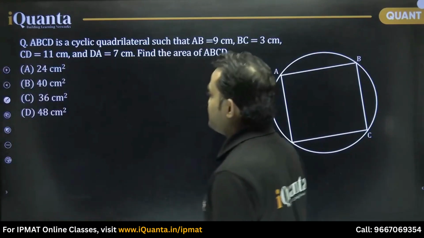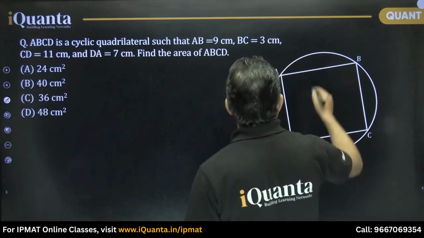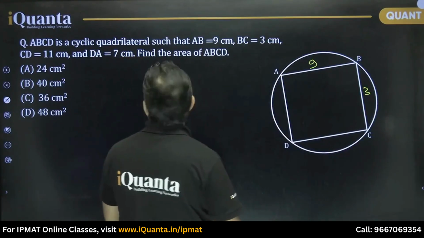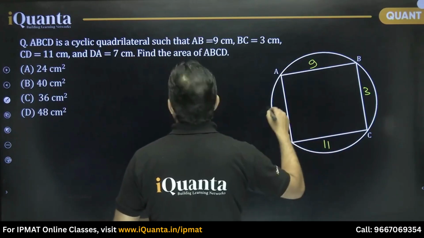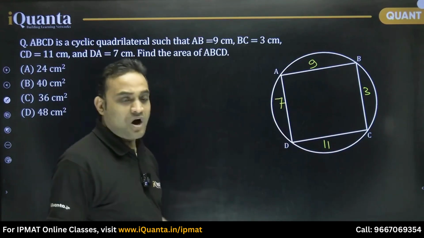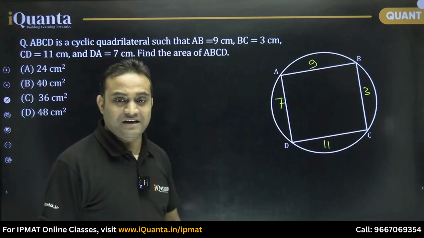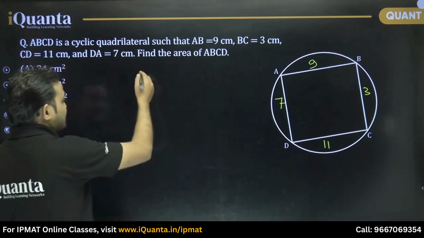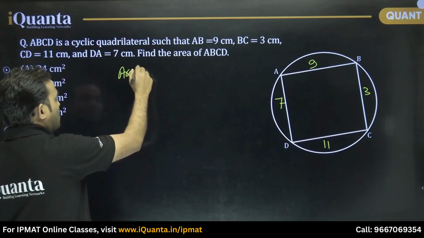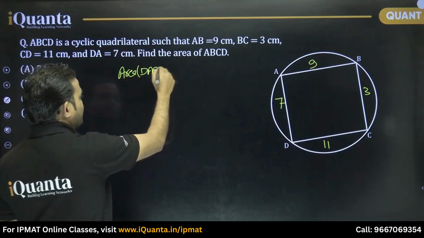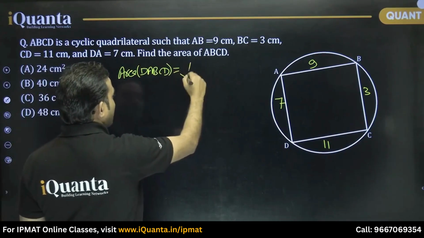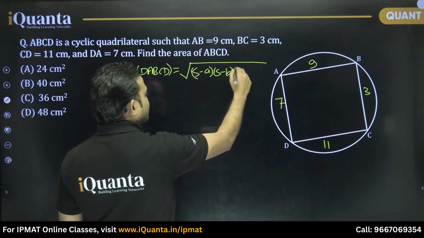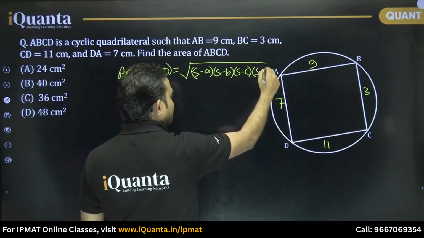Next question, it says ABCD is a cyclic quadrilateral such that AB is equal to 9 cm, BC is equal to 3 cm, CD is equal to 11 cm, and AD is equal to 7 cm. So how do we find the area of this quadrilateral ABCD? So what do we know? Using Brahmagupta's theorem, we can say that the area of a cyclic quadrilateral ABCD is equal to the square root of (S minus A) into (S minus B) into (S minus C) into (S minus D).